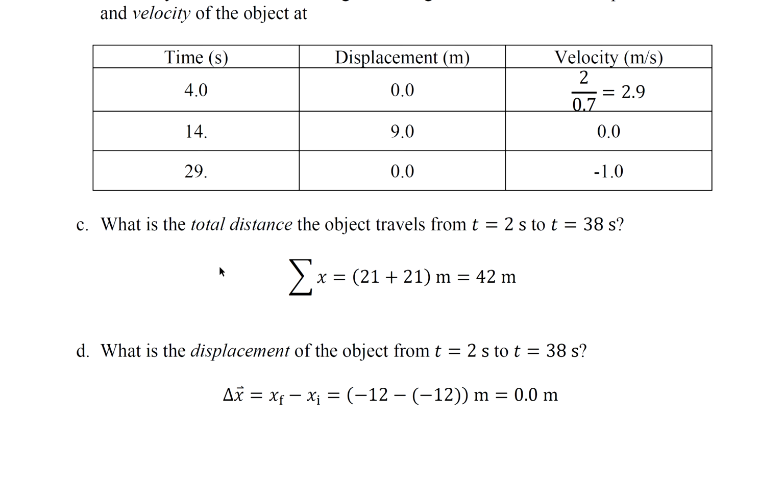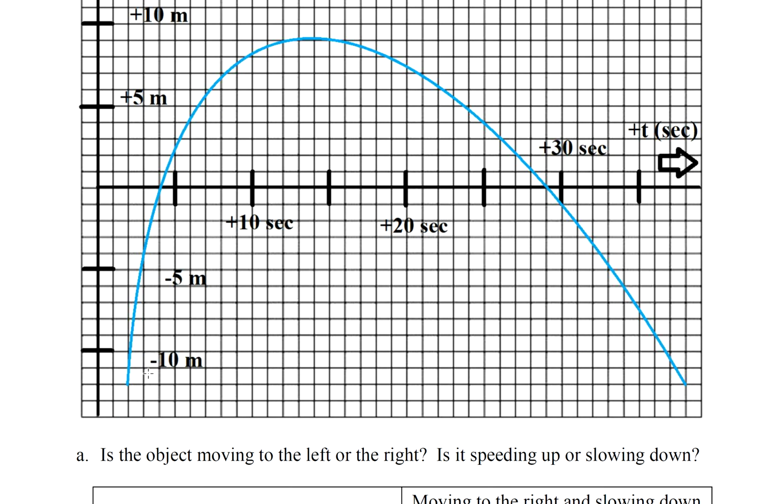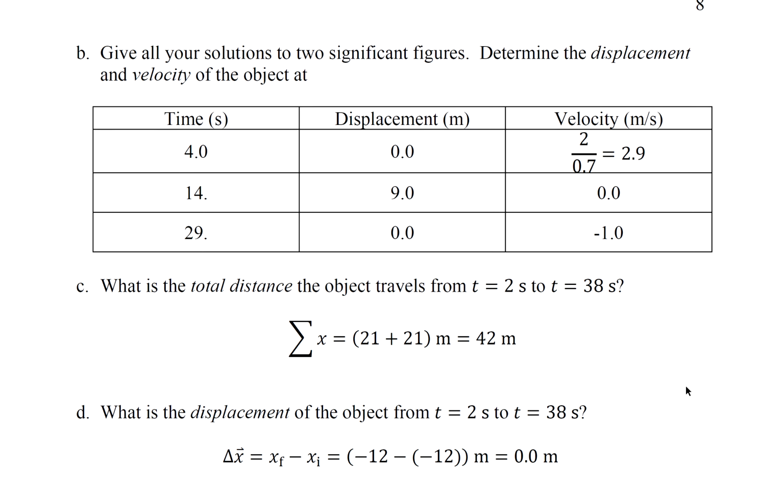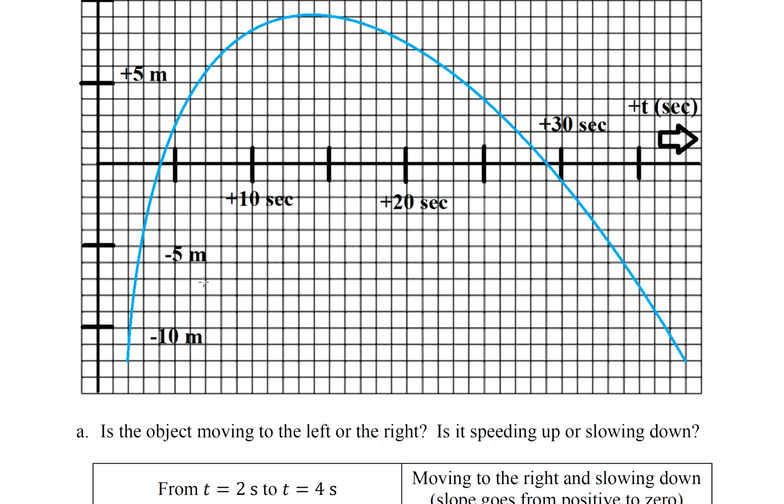What's the total distance the object travels? Well, it goes from minus 12 to positive 8. Sorry, minus 12 to positive 9. And then from positive 9 to minus 12. So that's 21 plus 21. And the displacement is 0 because we end at minus 12 and we start at minus 12. So here's minus 12 and here's minus 12.